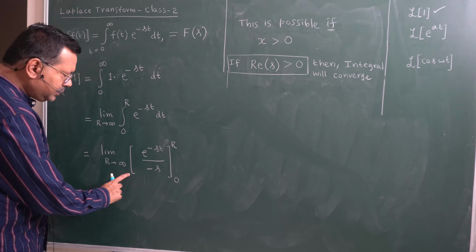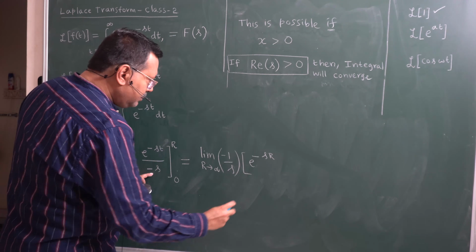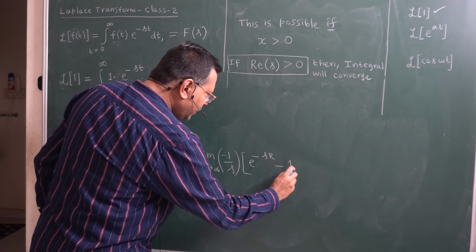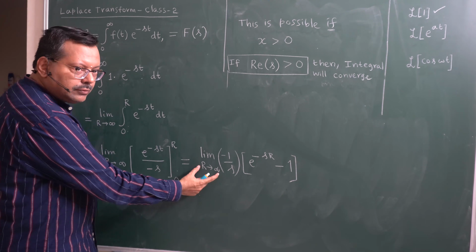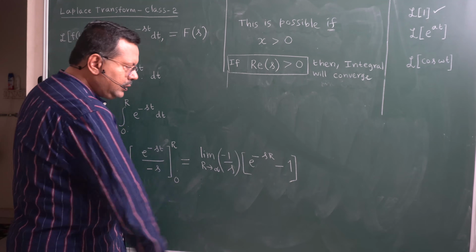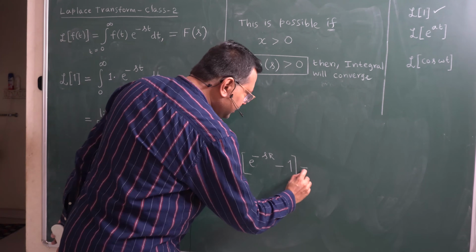Remove this. This one we can now simplify. Then minus 0, when I substitute, I get a 1 here. I am taking the limit of r tends to infinity. So you put the limit and then evaluate. This is equal to 1 by s.